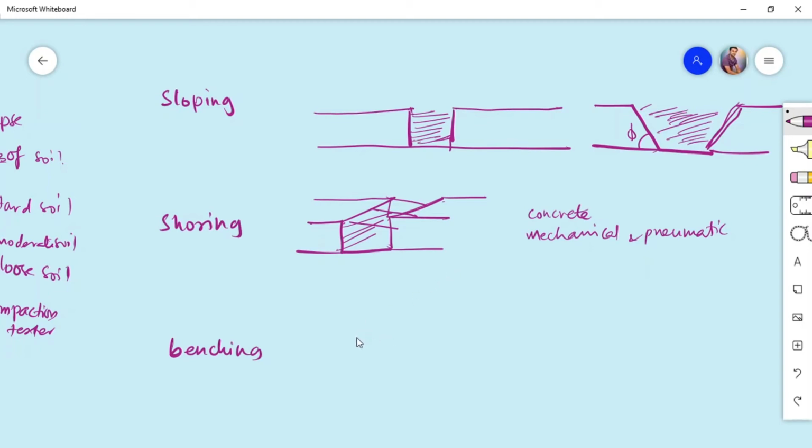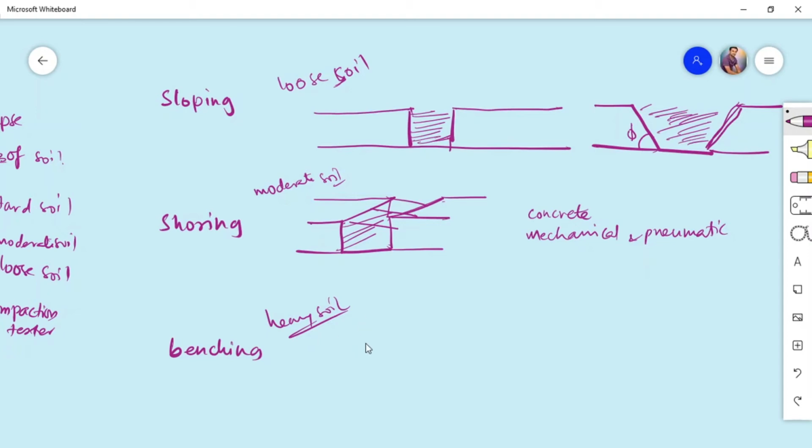Even benching requires too much space. See, for sloping, if it is loose soil, this is the best preferred method. If it is moderate soil or heavy soil, you can go for shoring. If it is heavy soil, it is hard, and we need to excavate. If it is hard, that means it will not collapse easily.